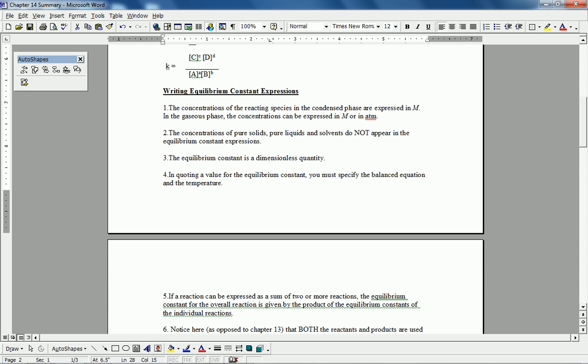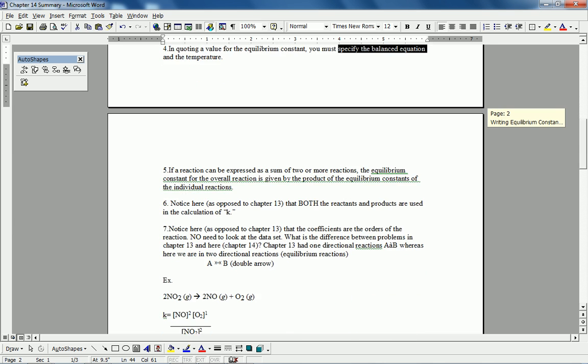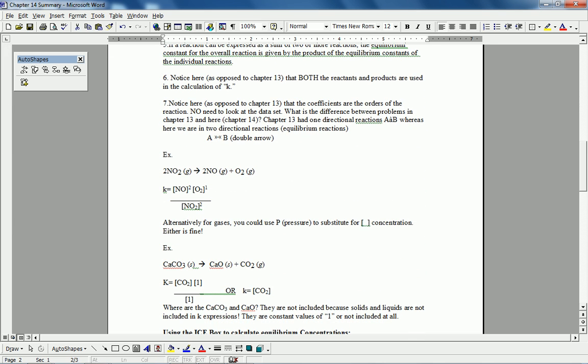And that's why it's important to specify the balanced equation in the problem so the person reading it actually can make that determination. So we're missing here a double arrow, but we know that we're under equilibrium being in this chapter. Let's take a look at this example and writing the K for it.